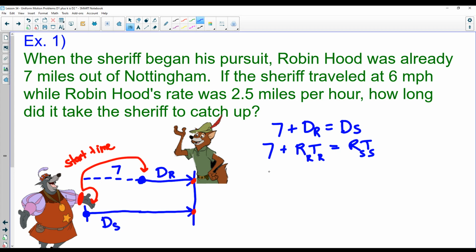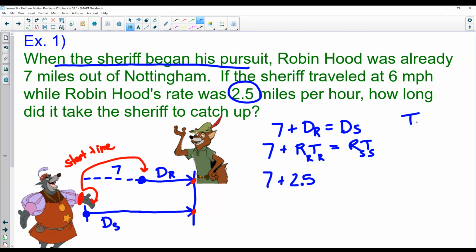All right, what do we know? Do we know Robin Hood's rate? Robin Hood's rate is 2.5 miles per hour. Do we know Robin Hood's time? Well, let's see. The time that we started recording time was indicated by these blue dots, and end time is indicated by the red dots. So I'm going to submit to you that they traveled the same amount of time. We're not taking into consideration how long it took Robin Hood to go that 7 initial miles. All we know is that when the sheriff began his pursuit, Robin Hood was here. So he looks at his timer, and it's the same time from beginning to end.